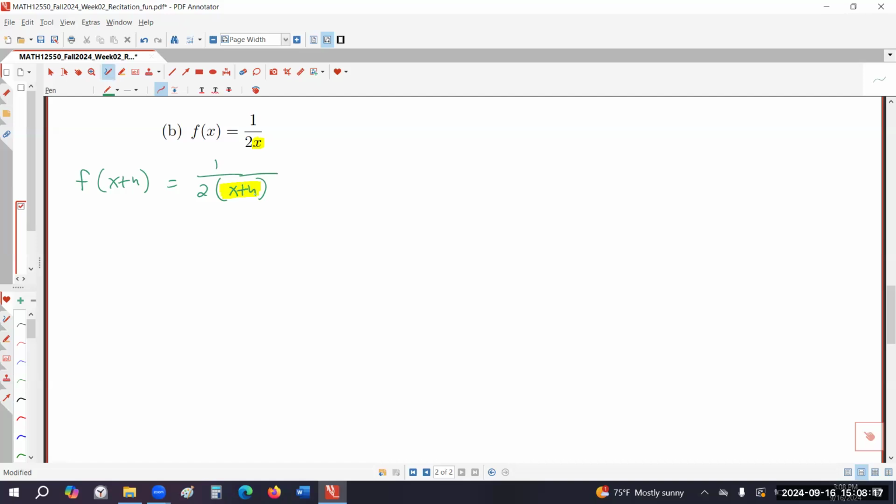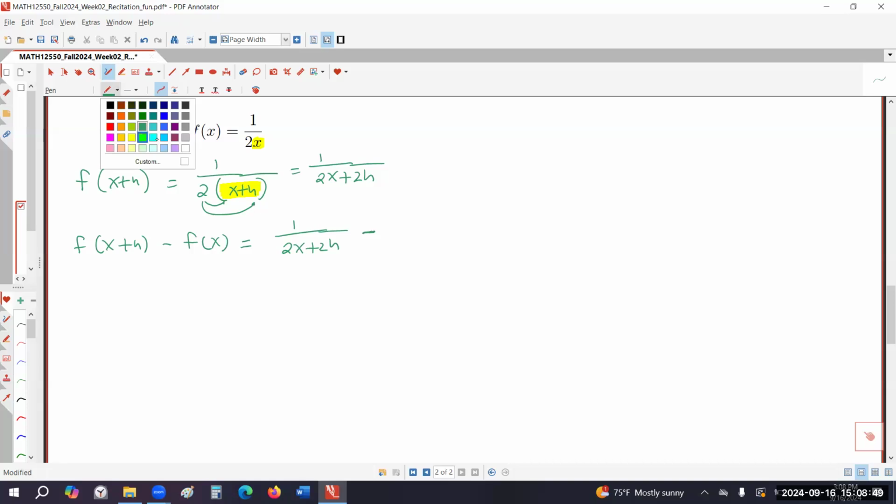If you want, you can keep it, or if you want, you can distribute the 2. So it becomes 1/2x plus 2h. Second step says, whatever you got in the first step, subtract the original function from there. Okay, we found 1/2x plus 2h, and we are going to subtract the original function, which is 1/2x.